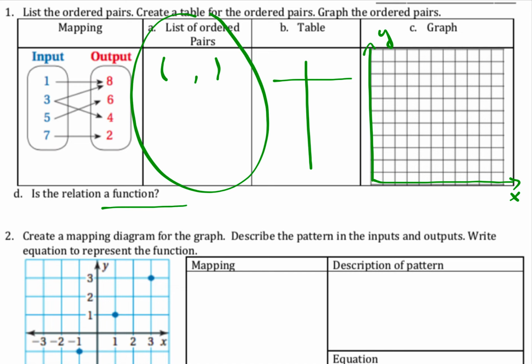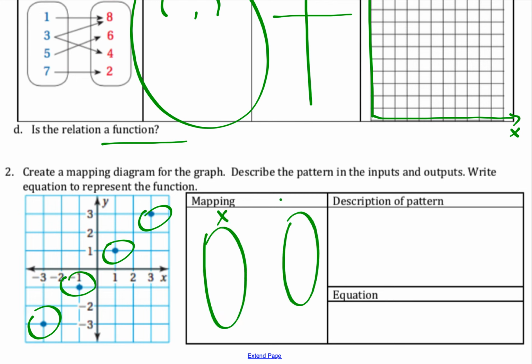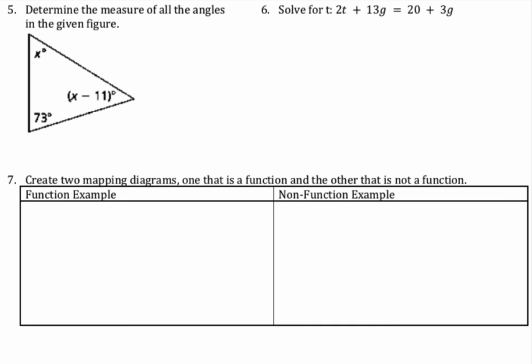On number 2, you're going to take these 4 points and make a mapping diagram from them, where you've got your x's going to y's. 4 points, you're going to have 4 arrows. Describe the pattern in the inputs and outputs, and then write the equation, which you can do because we did those in Unit 4. Number 3 is a review where you're going to do graphing. Number 4, you're using the squaring function. I tell you the input, you just need to figure out the output by squaring the number.